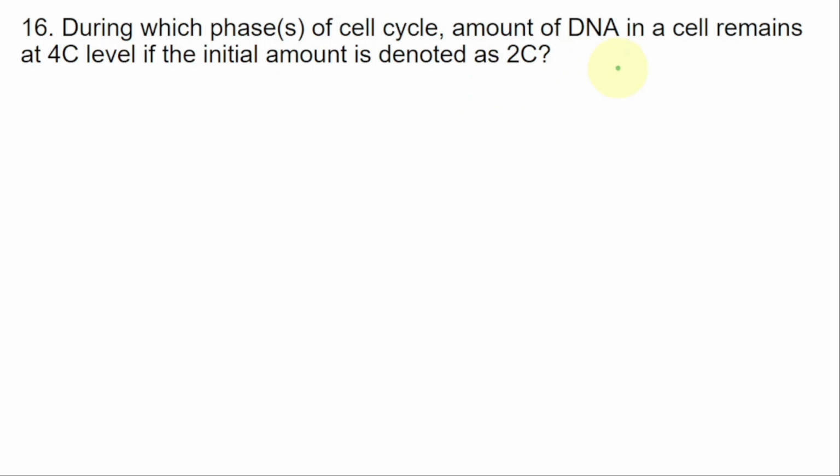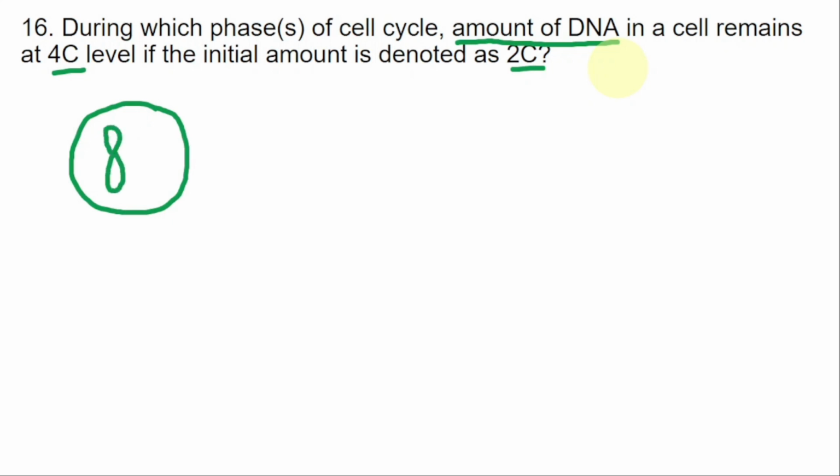So to attempt this question, let me give some clarity on what do you mean by amount of DNA, what is 4C and what is 2C. So see, this is a cell and this is how we show the chromosome. There is a central globular part and two arms. So this part is called centromere, this arm is called P arm and the longer arm is called Q arm.